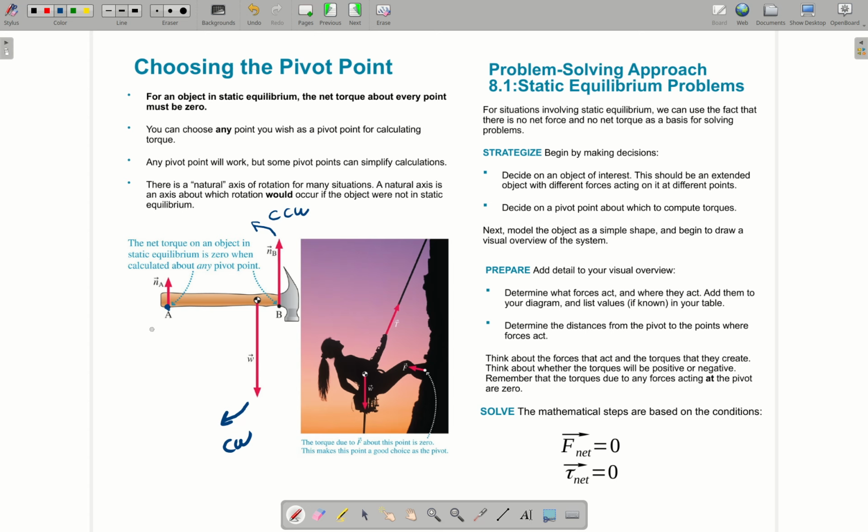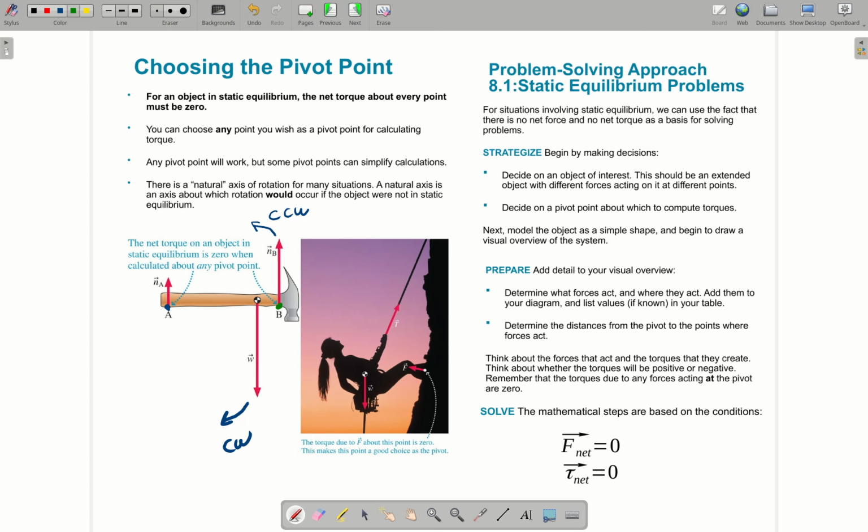Let's say I'm holding the hammer here and I'm using this as my pivot point, or I put the hammer somewhere here. If it's in equilibrium, that means counterclockwise torques equal clockwise torques. If I choose point B to be my pivot, I can still solve. Let's say I'm not interested in finding NB, but I want to find NA, then I would choose point B to be my pivot point.